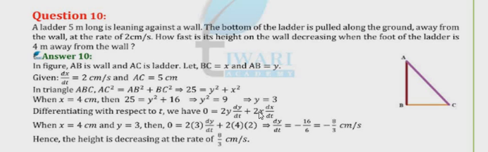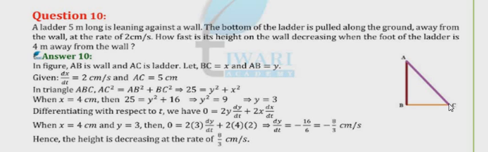Now 2x and dx by dt are all given. Means 2 is 2, x means 4, dx by dt means 2. Now 2 as it is, y means 3, and dy by dt means we have to find this decreasing value, dy by dt. So put all these values here. Dy by dt means minus 8 upon 3. That means this height, this top, A, is decreasing. You can say this point A is decreasing towards the ground at the rate of 8 by 3 centimeter per second.